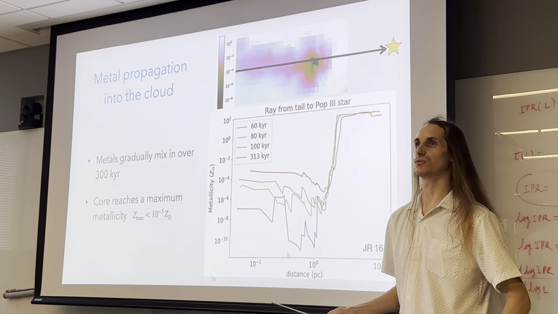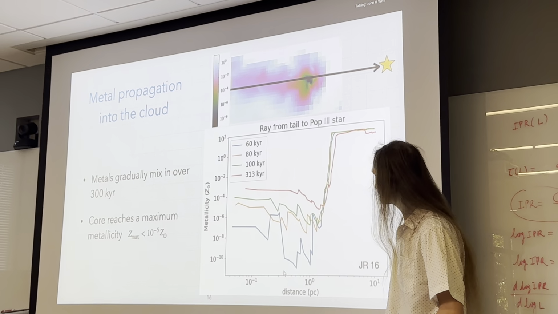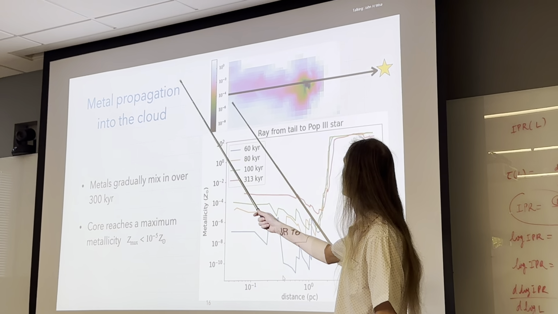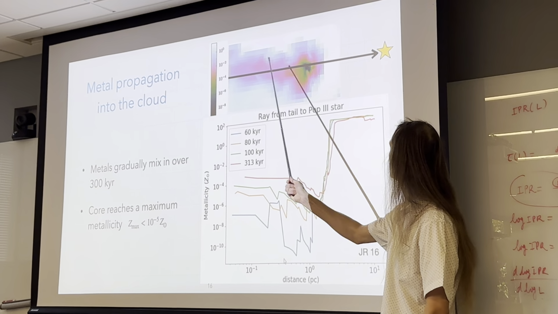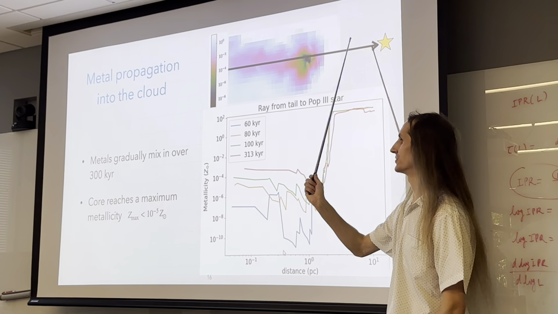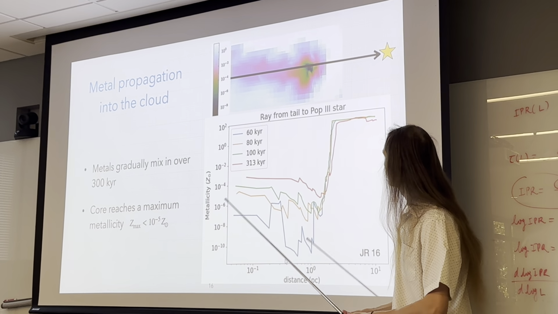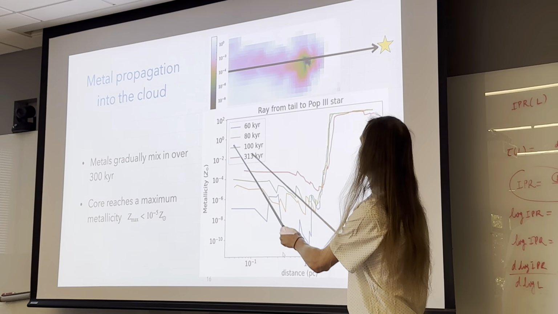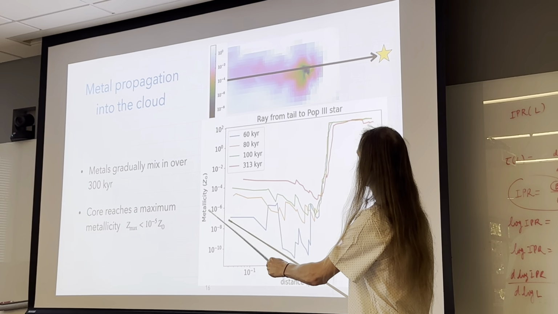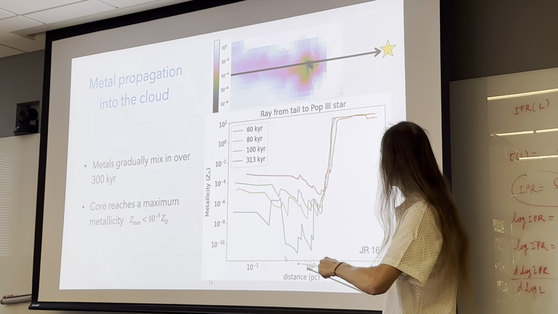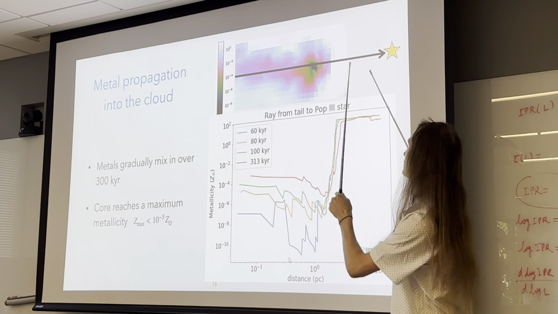Now, the question is, would those stars be metal enriched, or would this just form new Pop III stars? And to analyze that, we can look at the metallicity along a ray from the tail of the cloud out through the core and out to where the star used to be. So looking at the metallicity along that ray, we see at 4 different times in the simulation, it starts at a very low metallicity, around 10 to the minus 7 the solar value, drops low in the core, and then rockets up to high values outside in the external medium.